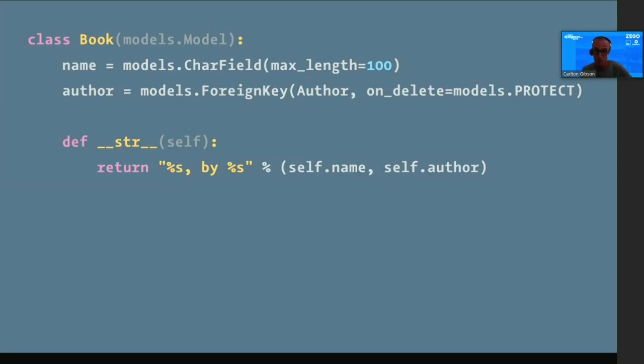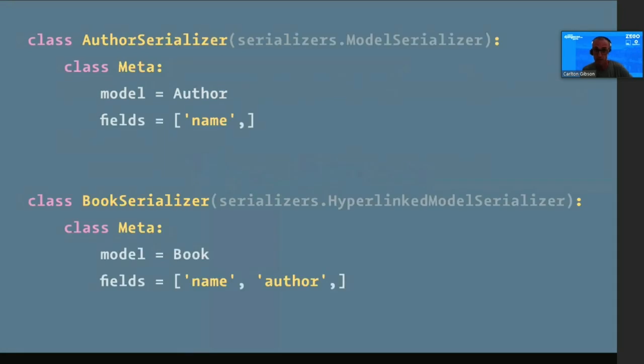Let's set that up to use with REST Framework. We'll have a couple of REST Framework serializers. So we have an author serializer, which just serializes the name. And then we'll have a book serializer, which serializes the name of the book, but also the foreign key to the author.